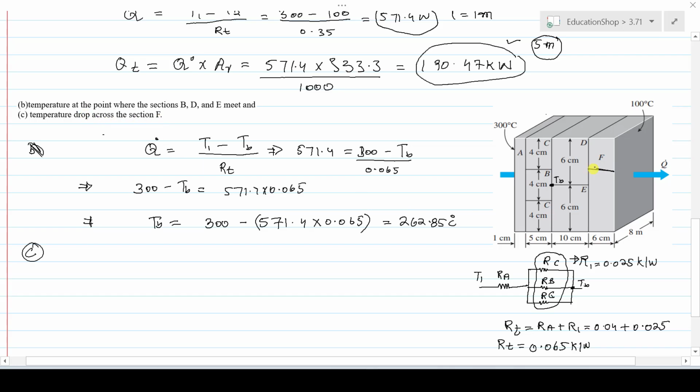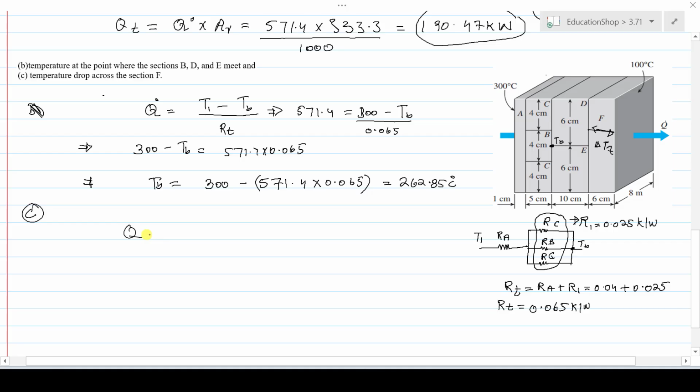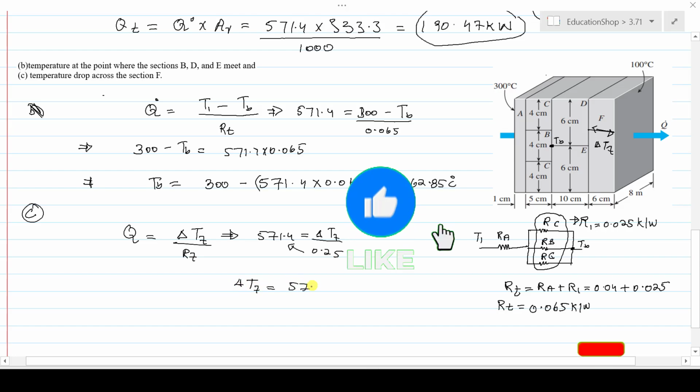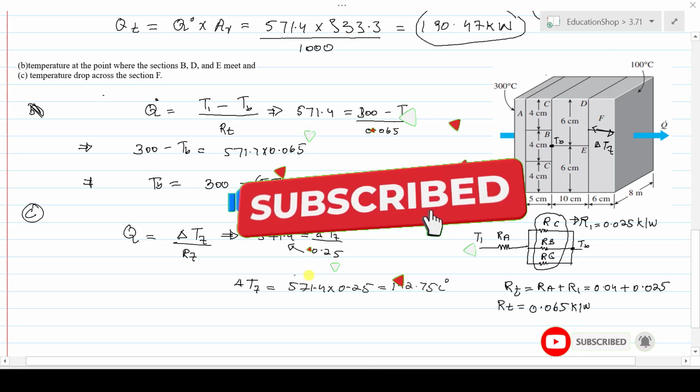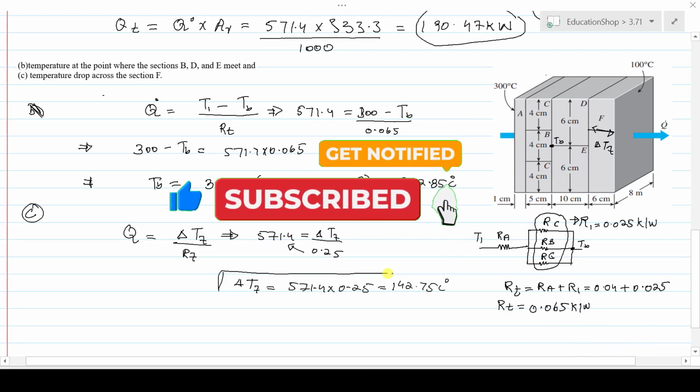Next is the third requirement, that is to find the temperature drop across section F. So how much temperature drop occurs across this section, that is delta Tf. Since we know that Q is equal to, now simply put in the values. The value of Q is 571.4, delta Tf is what we need to calculate in this third requirement, and the RF value is 0.25. Simply multiply this with 571.4 and you will get the delta Tf value, that is 142.75 centigrade. And this is our final requirement of this statement, and it has been calculated.